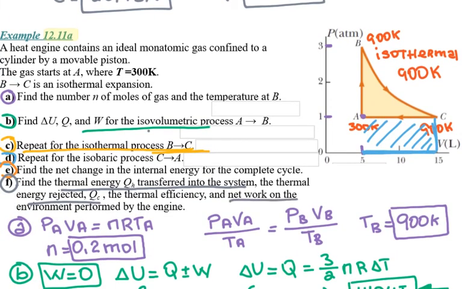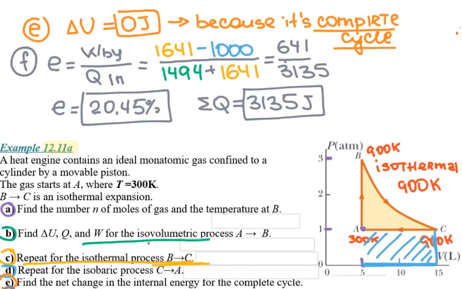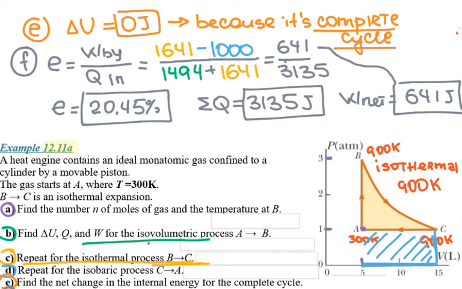The net work done on the environment performed by the engine is equal to 641 joules, and the efficiency is 20.45. So this is your net work, this is your heat, and then you have the efficiency. Another very complicated question to solve, but I hope it makes sense to see the explanation as we are solving.